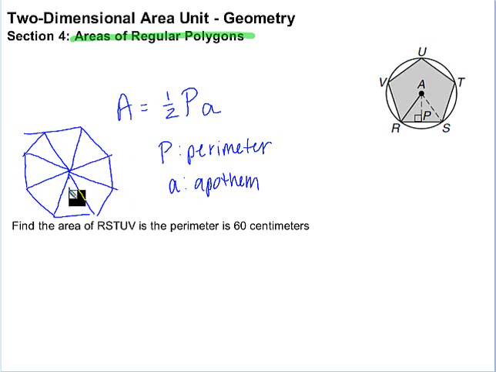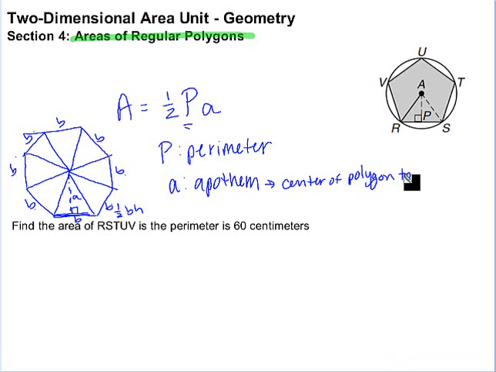To find the area of each individual triangle, it would be 1/2 base times height, where the base would be all of these lengths along the outside. If we add up all those bases together, we get the perimeter. And the apothem is going to stand for the height of each individual triangle. So the apothem goes from the center of the polygon to the edge, and it must form a 90-degree angle. So on this diagram, that length would be the apothem.